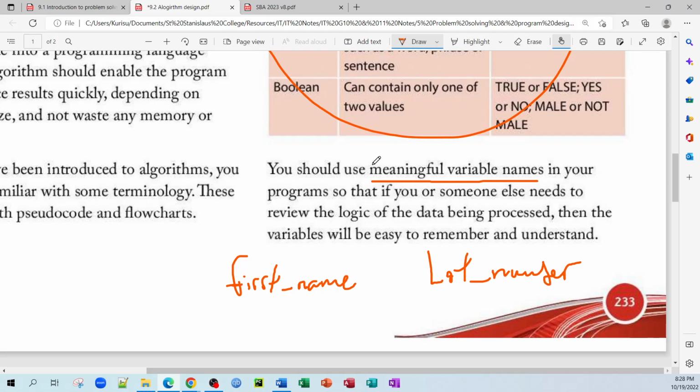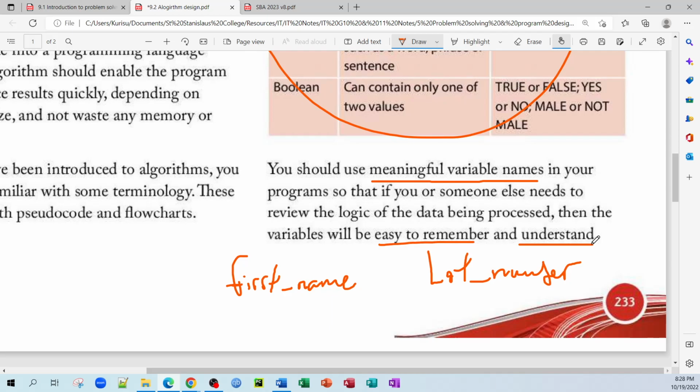So similarly, when you create a variable, you're going to give it a meaningful name. In your program, you should use meaningful variable names, so that if you or someone else needs to review the logic of the data being processed, then the variables will be easy to understand and easy to remember.